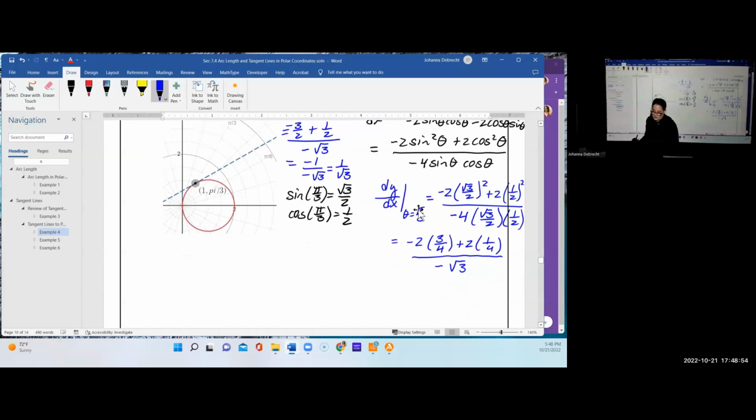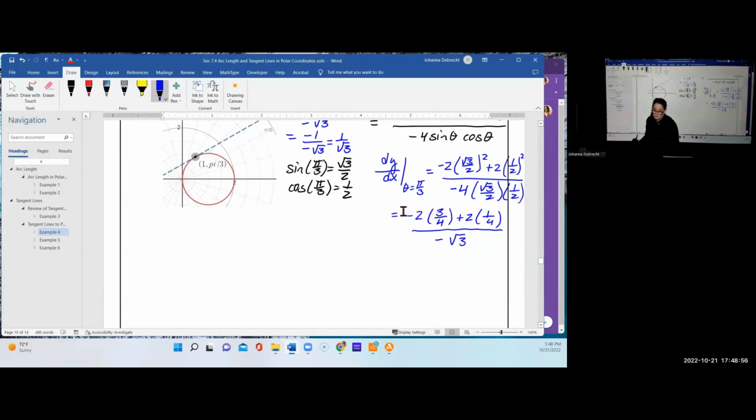Now, what do I have in the numerator? The 2 and the 4 reduce, and this gives me -3/2. And the 2 times 1/4 reduces to 1/2 over negative square root of 3, which is the same thing I got before, -1 over negative radical 3, which is 1 over radical 3. So I know so far what the slope is, but I don't know the coordinates of the point. So this is a little different than what we saw in the previous one.